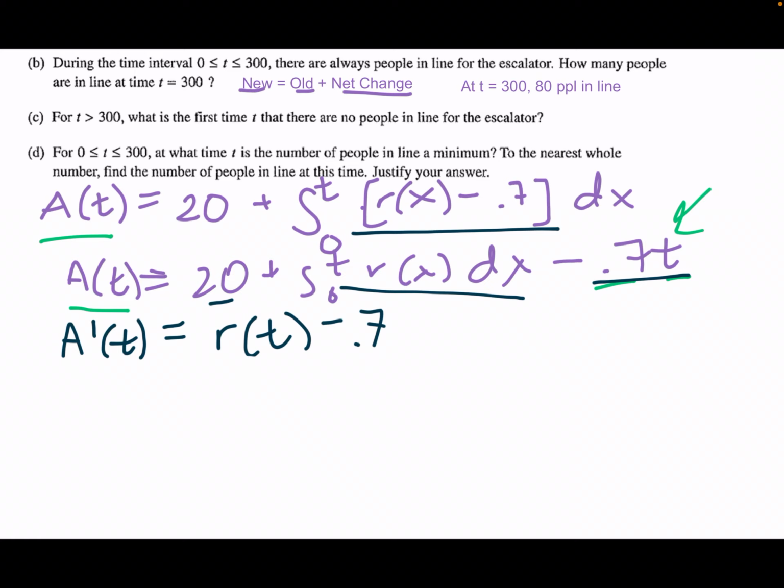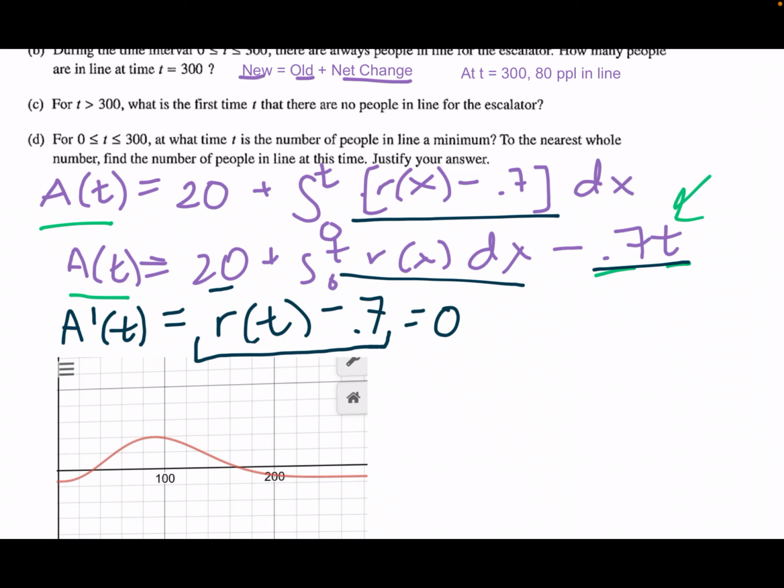So now I took my derivative, I want critical points. I'm going to set this equal to 0. In order for me to solve this equation, it's a calculator active problem, and it's not something that we can solve by hand. I'm going to graph this thing and find its x-intercepts. This is the graph of A prime of t, or r of t minus 0.7.